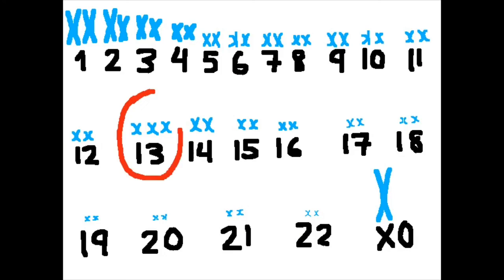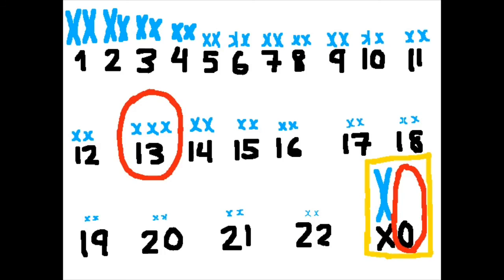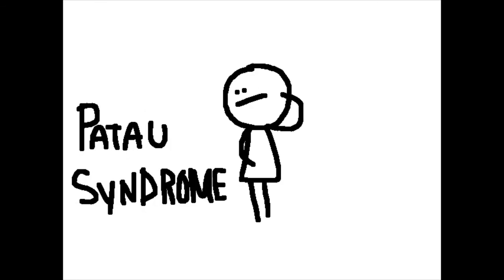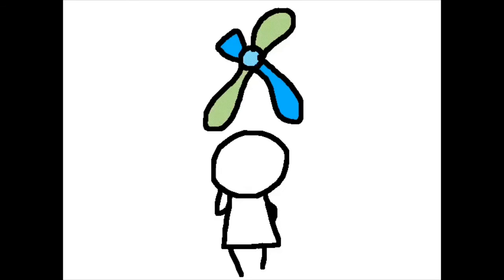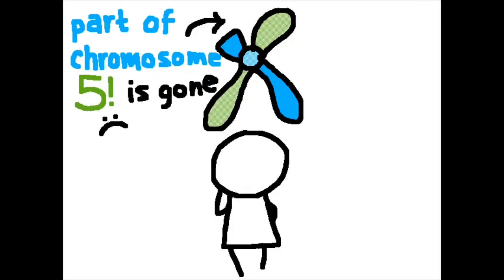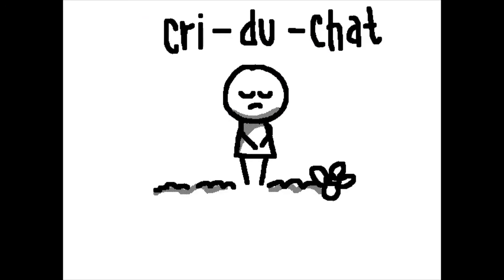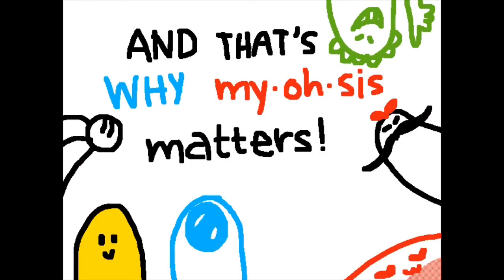Just an addition or a depletion of any chromosome can diagnose you with disorders such as Patau syndrome or Turner syndrome. If a part of a chromosome is missing, it can also cause disorders as well. And that's why meiosis matters.